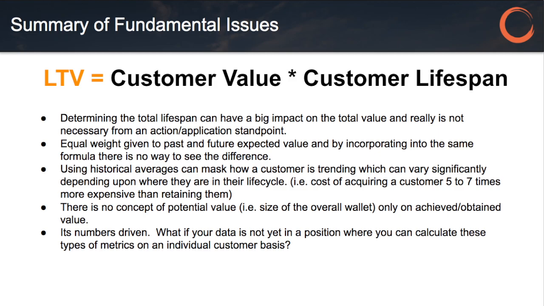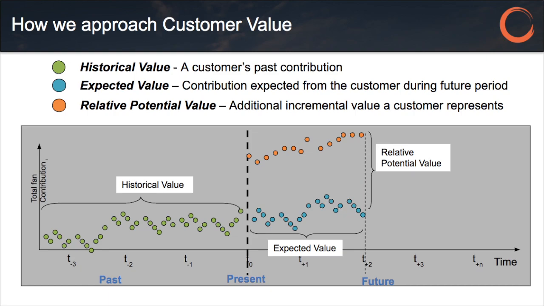Given these flaws in the LTV calculation, we take a different approach. We calculate a customer's value across three different dimensions. First, the historical value, so looking at past contribution. Next, future expected value. So what do we expect from them the next 1-2 years max? And then we assess a relative potential value. So above and beyond what we expect in the future, is there incremental spend that we could capture in this customer? Is there incremental percent of their wallet that we potentially could capture?